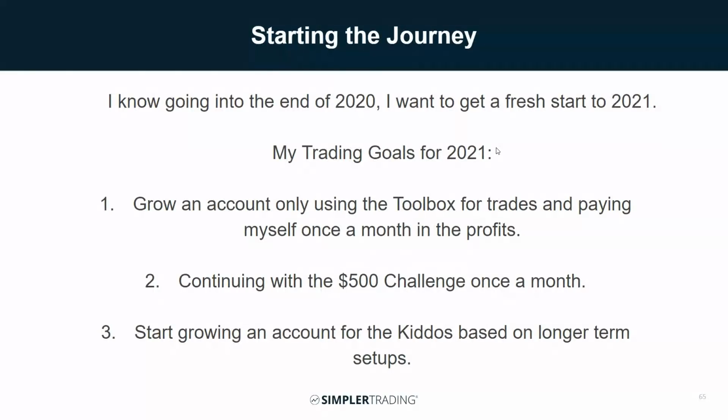And then, of course, the third thing I want to do is start growing an account for my kids, based on a longer term setup. So kind of looking at weekly and monthly charts and either jumping into shares or maybe jumping into longer term trades and growing their accounts that way. And being able to leave them with something once they turn 18, or once they've graduated from college, or whenever I decide to let them take reins of trading, or maybe sooner if they really want to jump into trading like I did. I wouldn't mind that. So those are my goals for 2021.